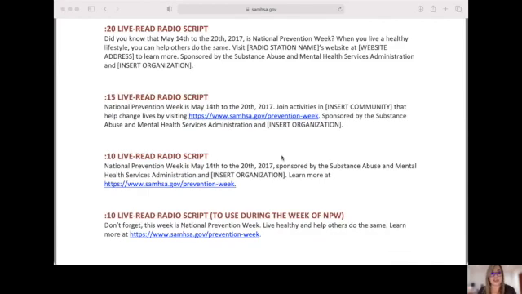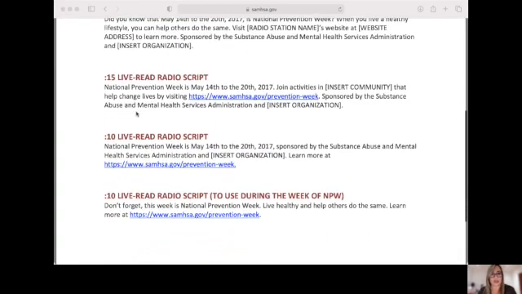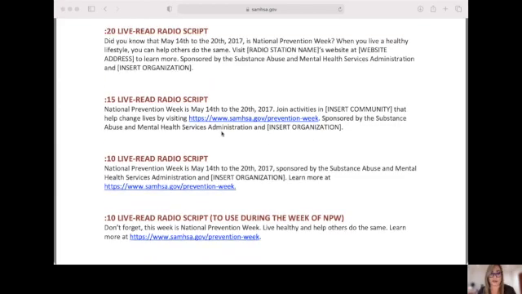And then if we look at the 15-second one, again, look at the differences. Look at what has now been cut going down. National Prevention Week is May 14th to the 20th, 2017. Join activities in my community that help change lives by visiting www.samhsa.gov/prevention-week. Sponsored by the Substance Abuse and Mental Health Services Administration and an organization. Can you see how it differed now? Okay, because here they changed a little bit of the details of where you're going to go.